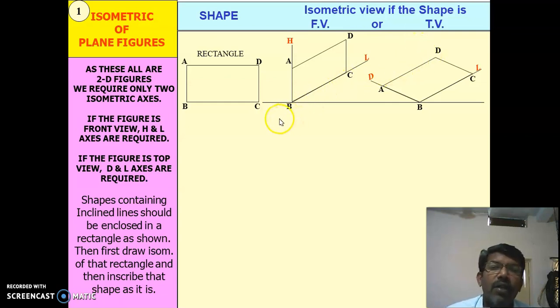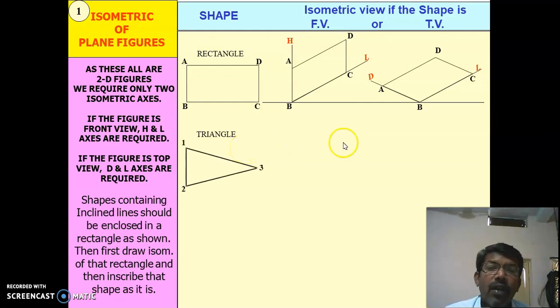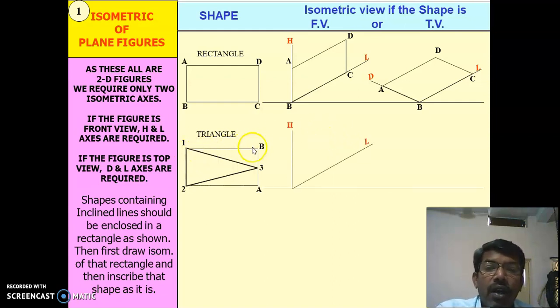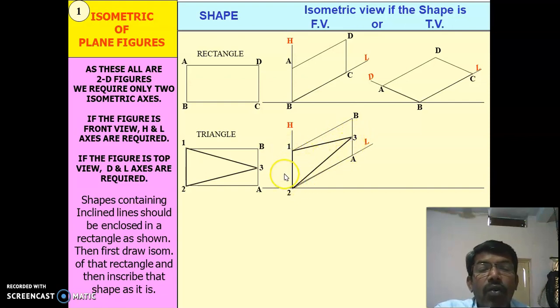Coming to the other shapes, if you want to draw a triangle, you have to mention a rectangle in this one, and after that draw this 30 degrees line from any one of the points and the height from this point, and draw 1B and 2A first. After that you take the midpoint 3. This 3 is the midpoint of BA, and you locate this point 3 here and draw parallel lines. So this is how to draw a triangle in the vertical section.